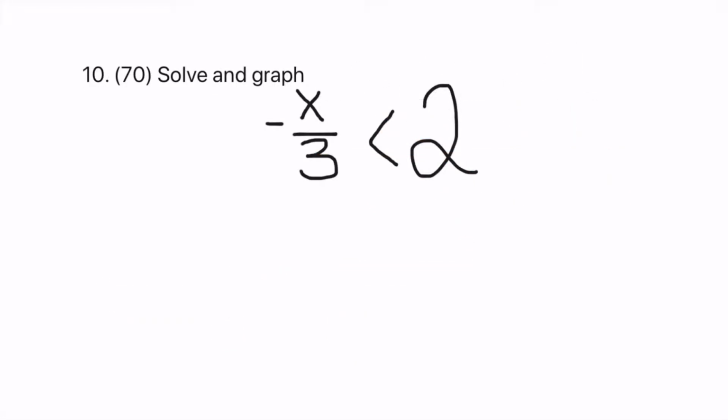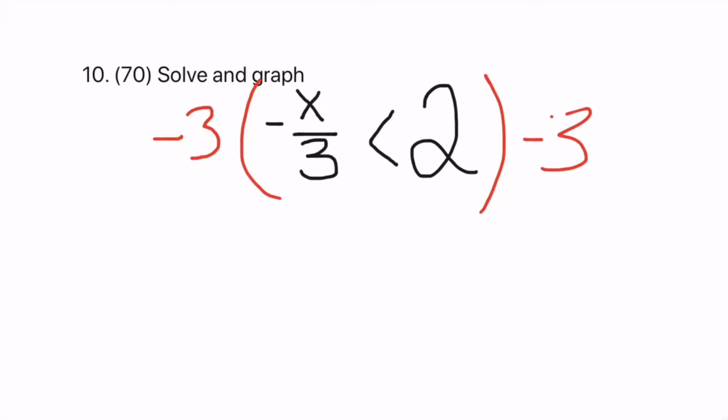Number 10 is from lesson 70, and we need to solve and graph this inequality. So if you notice, -x over 3, it's being divided by 3. So in order to undo that, I'm going to multiply both sides by 3. So you could multiply both sides by -3, or you could wait and do the negative with the x. I like to go ahead and get the negative done with, so I'm going to multiply both sides by -3.